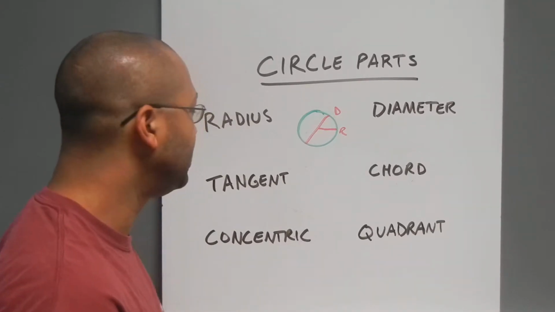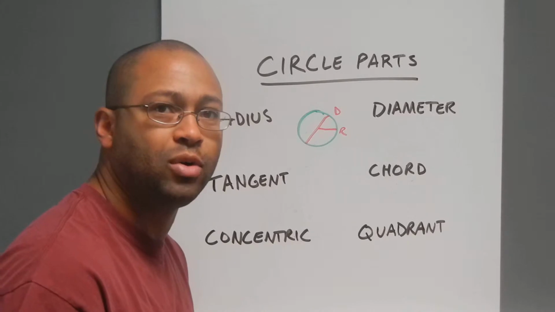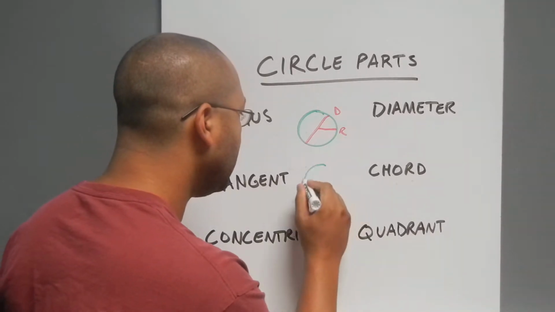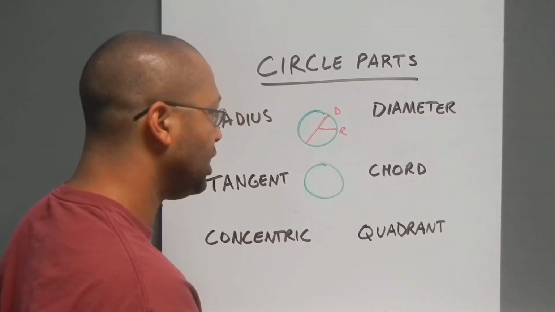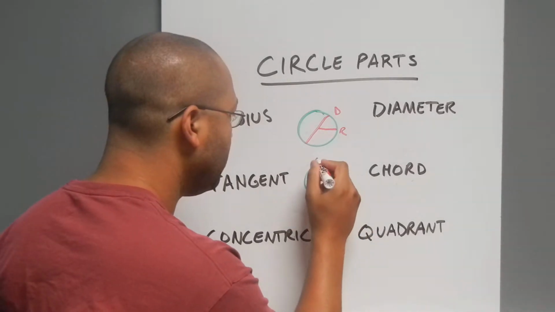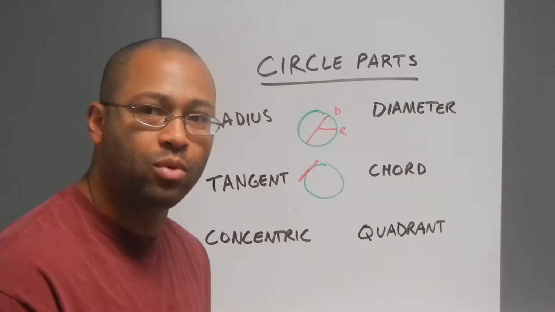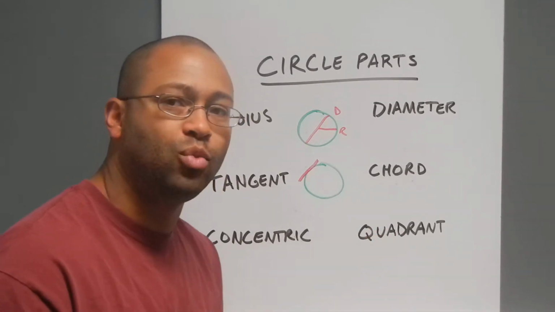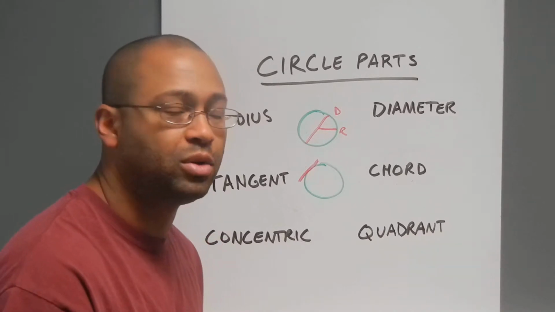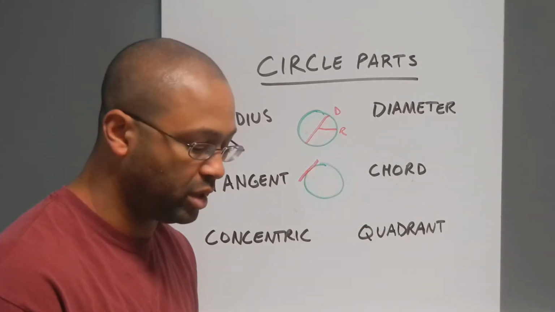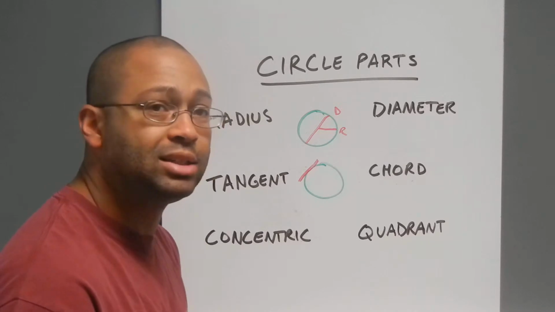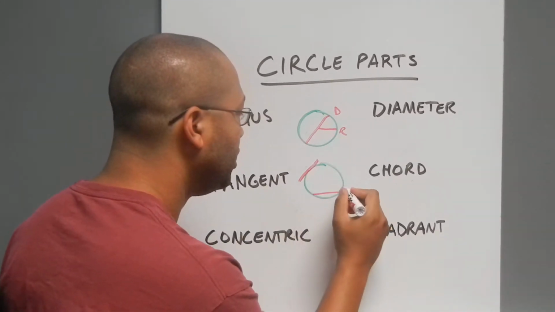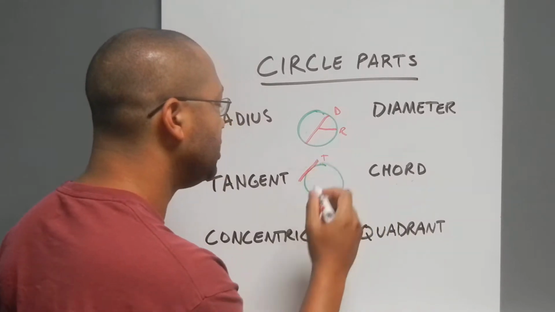A tangent line is a line that touches a circle at one point, typically on the outside. So if I draw that circle again, that tangent line should only touch it at one point. It could touch it anywhere, but only at one point. A chord is a line that runs from one side of a circle to the other side, except it doesn't have to go through the center point. The diameter is a type of chord that does run through the center point. So here's a chord, and here's the tangent line.